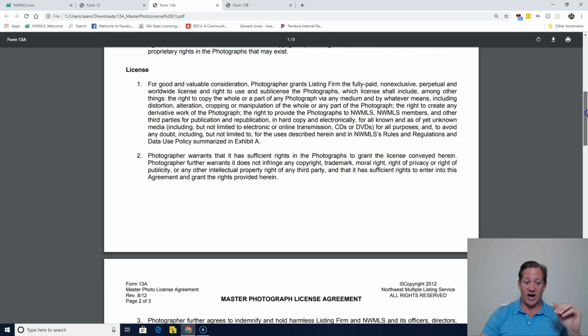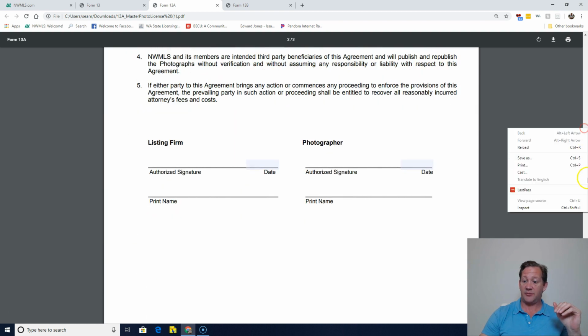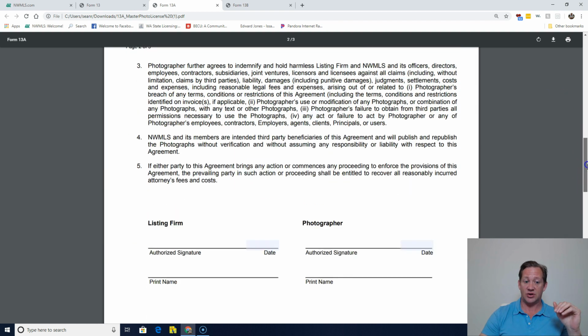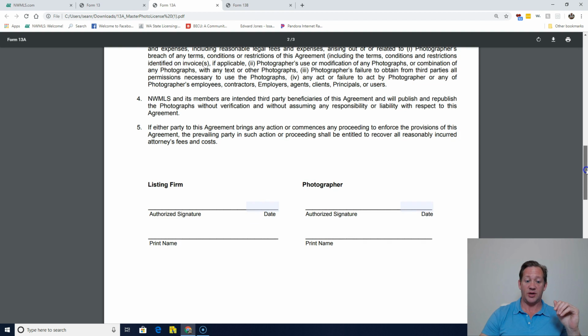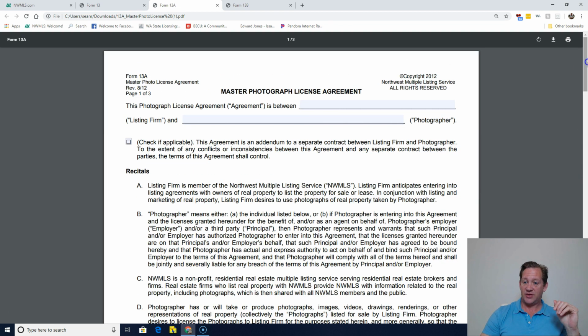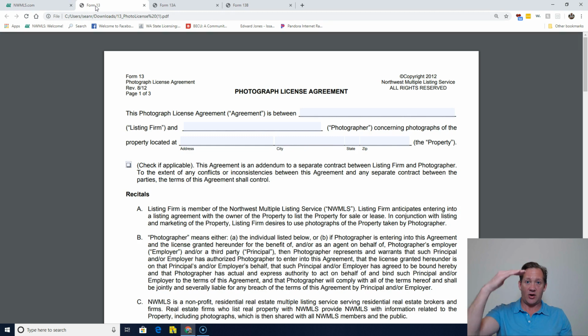Then you've got the license, which is broken down into five specific terms here. You can read those on your own. I'm not going to go through those because they are pretty straightforward. Then the listing firm signs and prints their name, and the photographer does the same. That would be Form 13A between the brokerage and the photographer. So we've gone from the biggest agreement to a medium agreement. Now this is a specific agreement we're looking at here.